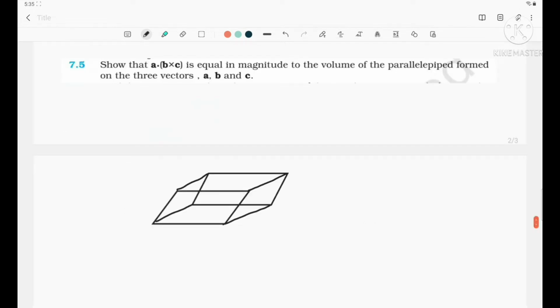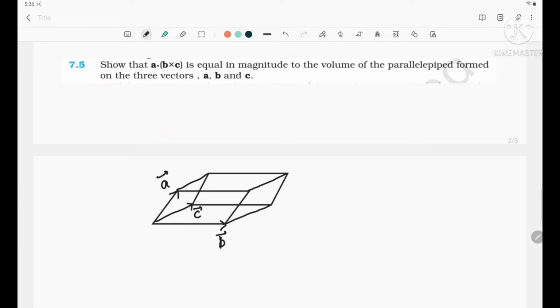The next question is similar to the fourth one. Show that a dot b cross c is equal in magnitude to the volume of the parallelepiped formed on the three vectors a, b and c. So for this, let us consider three vectors, a, b and c respectively, and we need to confirm that this is equal to the volume of the parallelepiped.